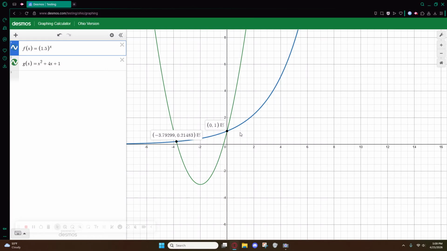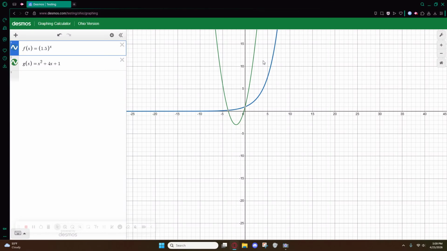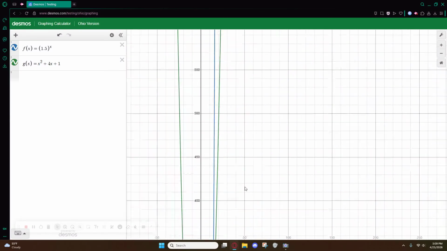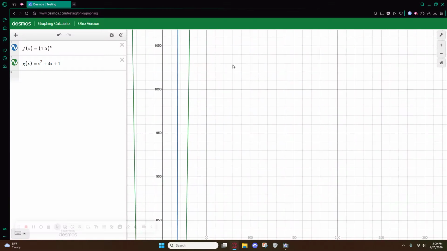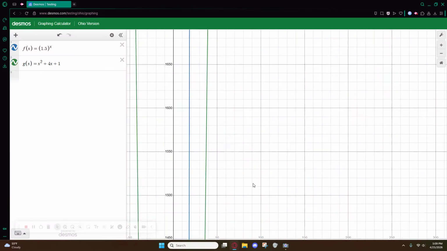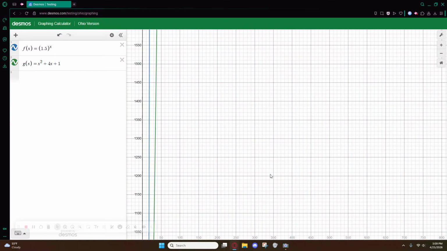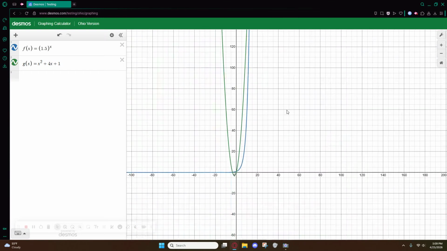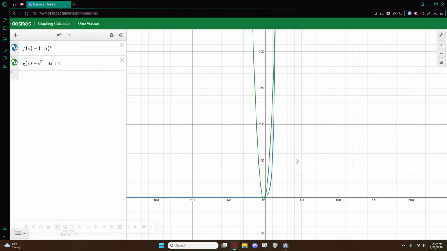So now let's talk about what as x approaches positive infinity means. What as x approaches positive infinity means is that as x gets further and further to the right, going on forever and ever and ever, okay?